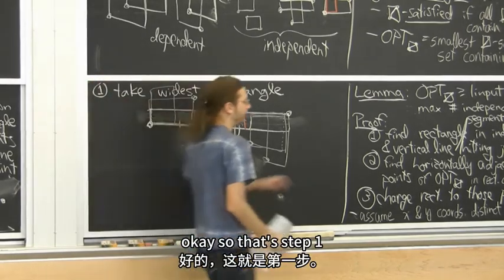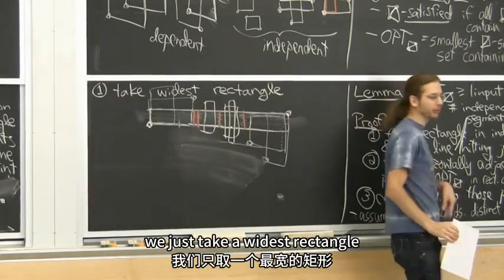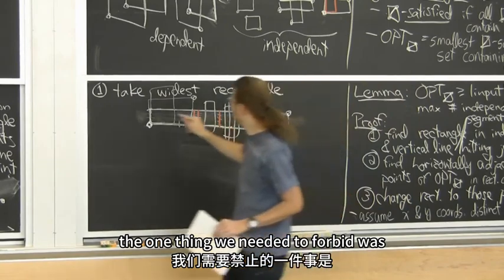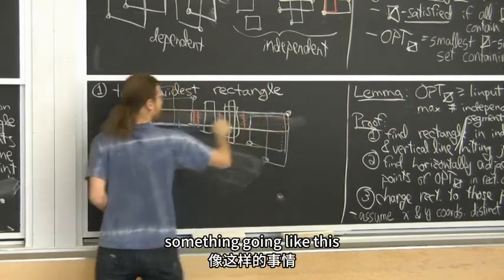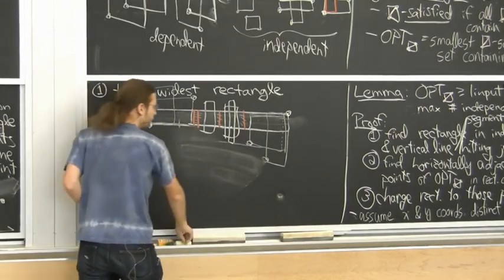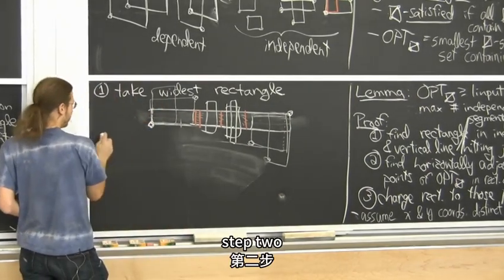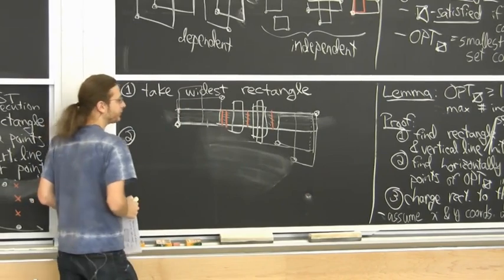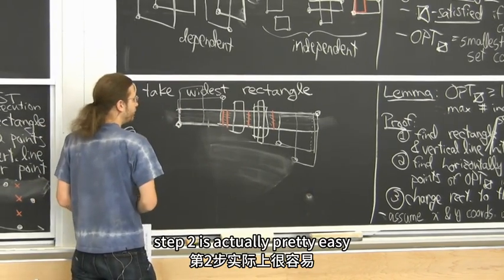Okay, so that's step one. We just take a widest rectangle. The one thing we needed to forbid was something going like this all the way across. Okay. Step two. Step two is actually pretty easy.